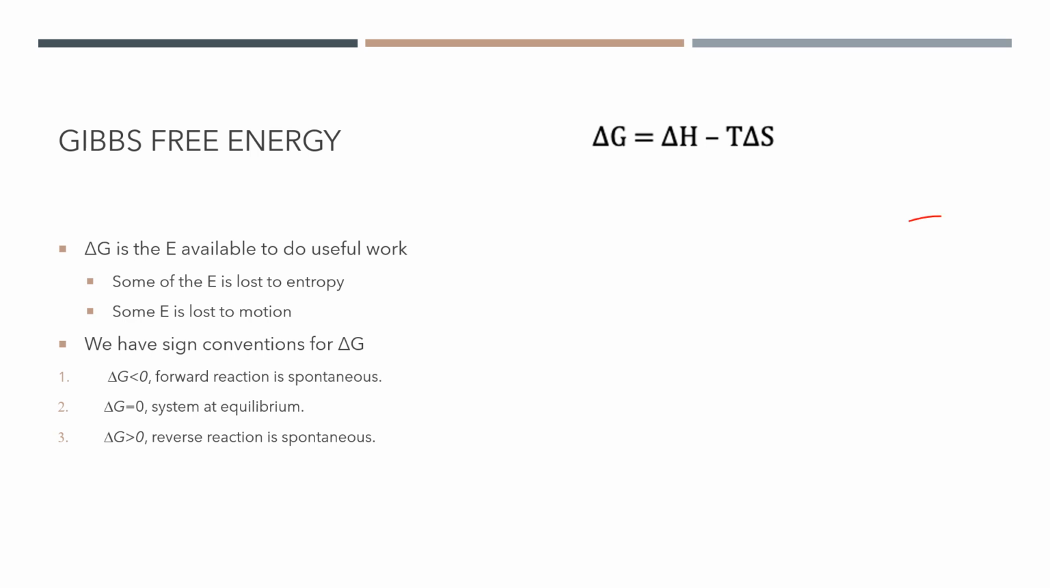Let's say we had an endothermic process. So your delta H would be negative. If you had a positive entropy, your delta S would be positive.